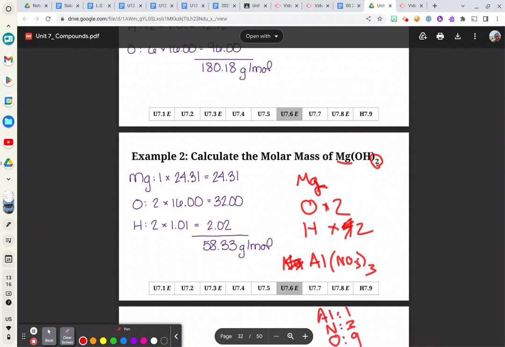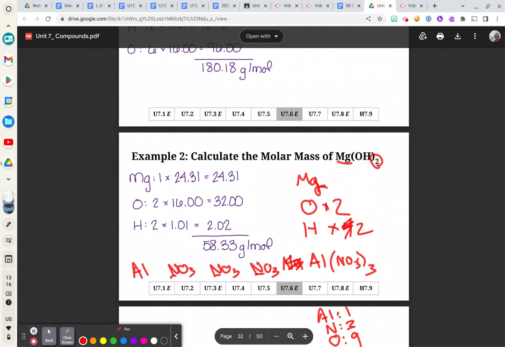Os, get your answer. 9 Os. Because remember, this is Al, and then we've got an NO3, an NO3, and another NO3. So I see 3 Ns, and then I've got 9 oxygens there. So make sure when you're distributing that you are looking at the subscript. If it's inside the parentheses, it only applies to that atom. If it's outside the parentheses, it applies to the polyatomic ion.